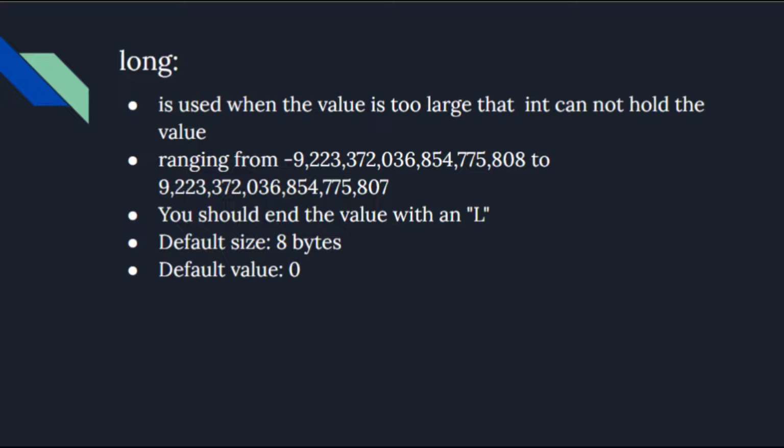Long data type is used when the value is too large that int cannot hold the value. It has a wider range than the int data type, ranging from -9,223,372,036,854,775,808 to 9,223,372,036,854,775,807. You should end the value with an L. The default size of a long is 8 bytes and the default value is 0.